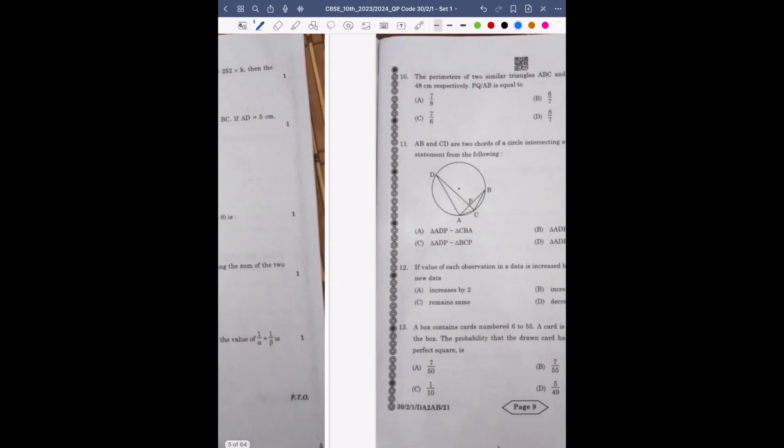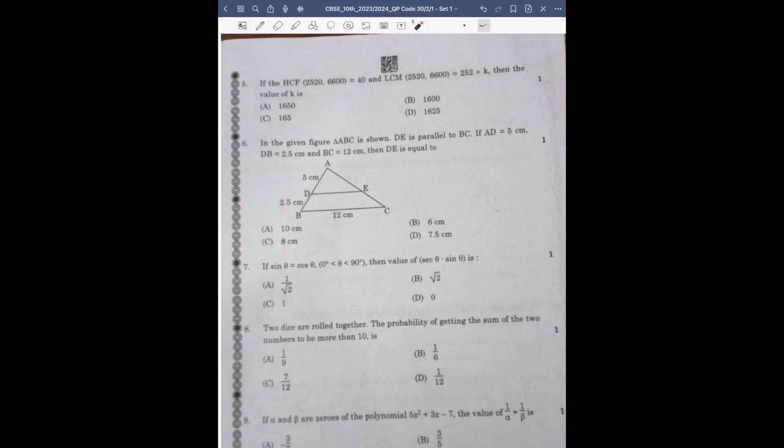Okay, question number 6, right? Question number 6 is interesting. So let's have a look. Let me show you the question once quickly. See, question number 6 says, in the given figure, triangle ABC is shown. DE is parallel to BC, right? And then if AD is 5 and DB is 2.5, what is the value of DE?